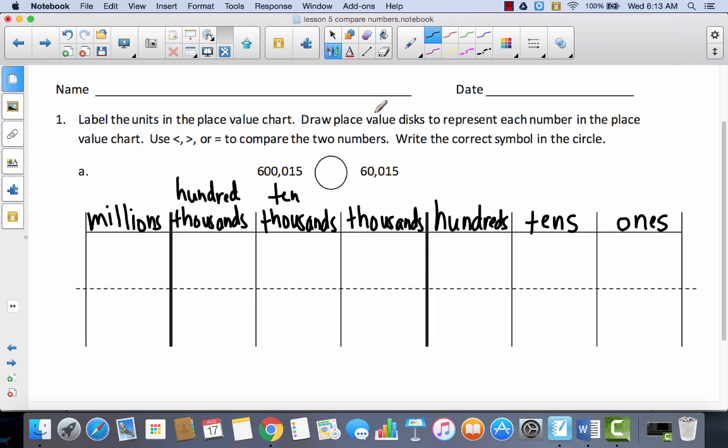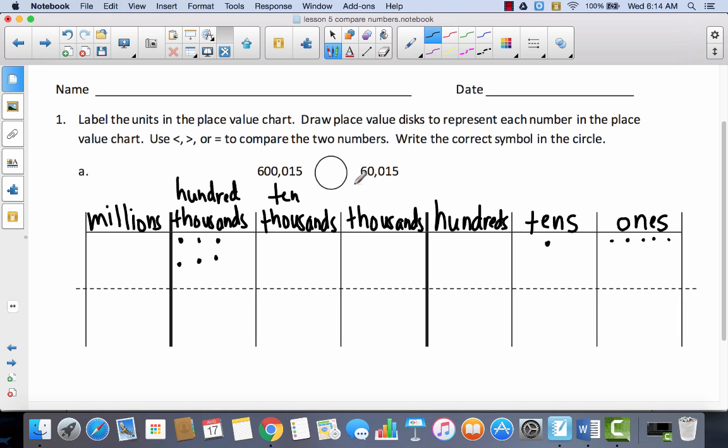So now we're going to draw place value discs to represent each number. So I'm going to start with 600,015. So I'm going to put 6 in the 100,000s. There are no 10,000s. There are no thousands. There are no hundreds. There is 1 ten, and there are 5 ones.